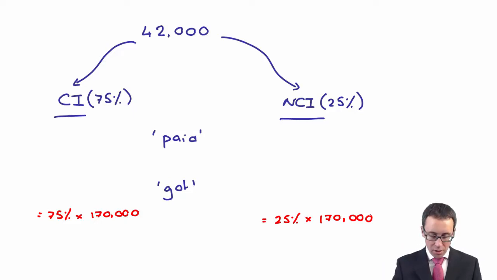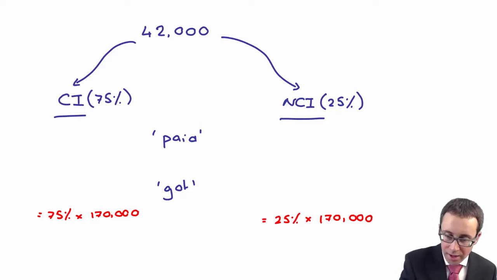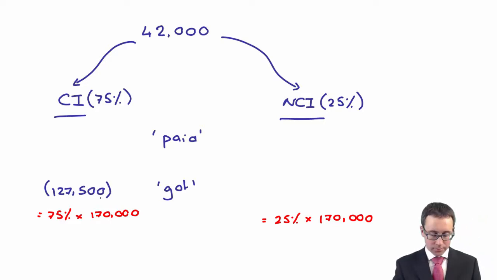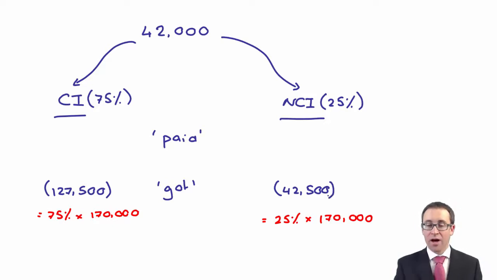So 75% of 170,000. Does that go through there and give me, is it 127,500? And then the non-controlling interests, they've got 42,500. Okay. Excellent. That's what they own, isn't it?